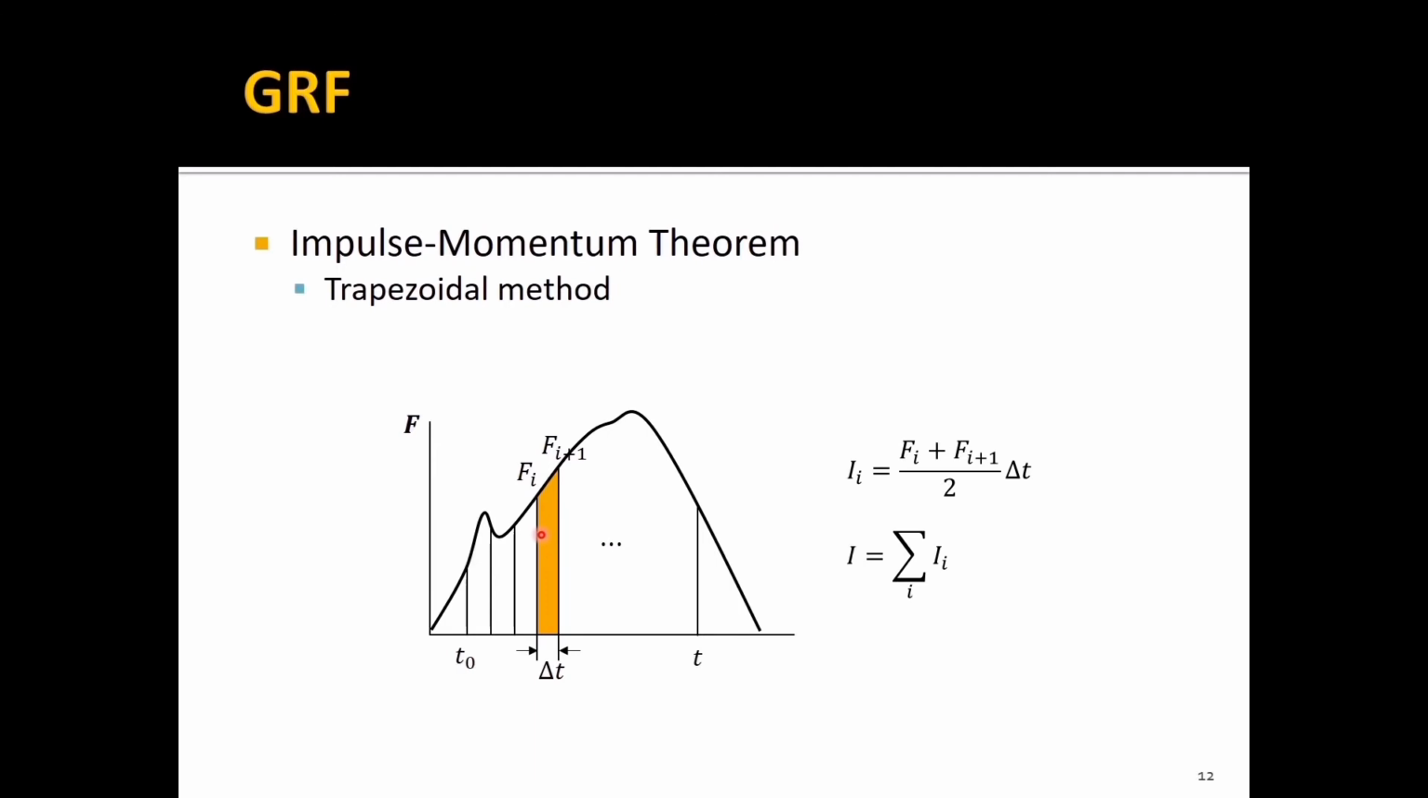Then we have Fi, the force at this point, and Fi plus 1, the force at this point. And then delta t, the time elapsed, but it can be a unit time. And then we have to add these two forces, divide this by 2, and multiply this whole by unit time. Then we can calculate the area of this part. And then you can keep repeating this until we get all the impulse during this time range.